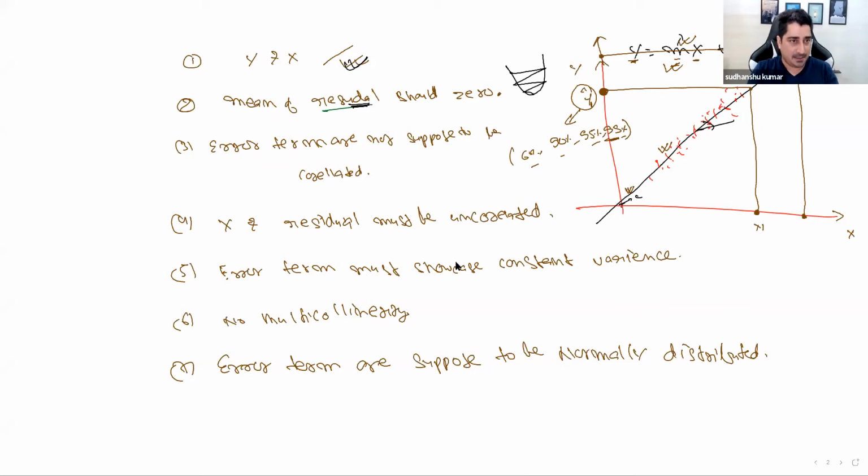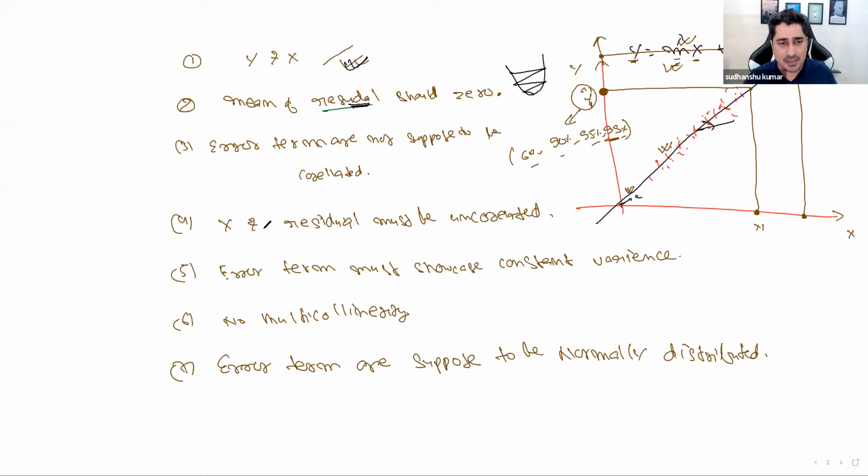Point number 4 says that your independent variable x is supposed to be not correlated with your residual. The residual that we are supposed to find out should not show a tendency of being correlated with X. You are not supposed to build any kind of equation where your residuals show some sort of correlation with your X or even your Y. With respect to X, this has a specific name, something called exogeneity.